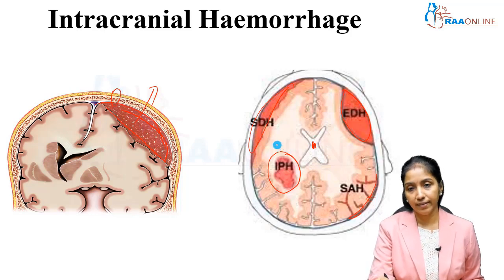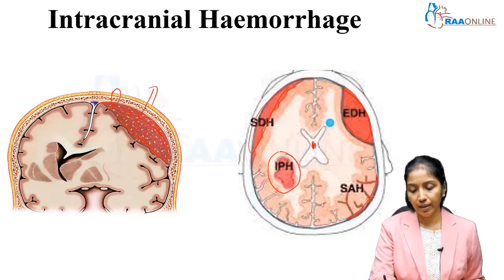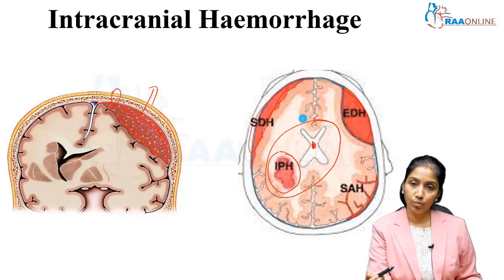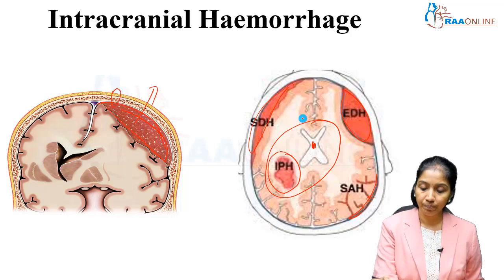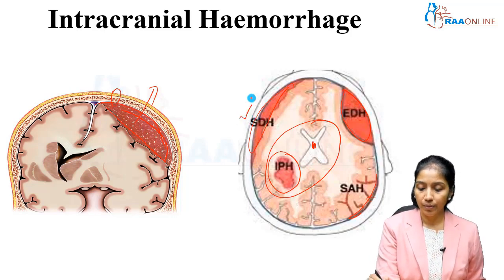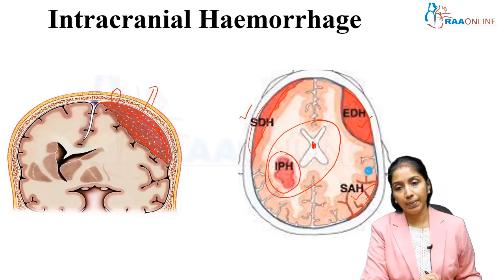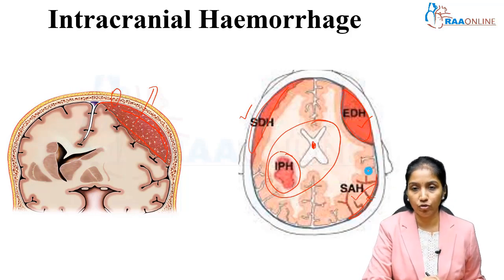As we already discussed, intraparenchymal hemorrhage and intraventricular hemorrhage are more common in preterm babies. That is why ultrasound screening is done in the neonatal unit for all preterm babies. Whereas SDH, subdural hemorrhage, extradural hemorrhage and subarachnoid hemorrhage can happen as a process of birth trauma.